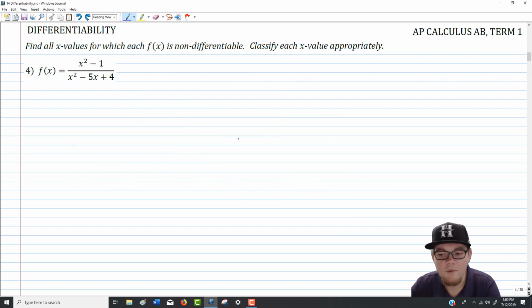Okay, the next function type that we're going to look at and analyze a little bit is what's represented in question number 4. This one is a pure rational function. We have f of x equals (x squared minus 1) over (x squared minus 5x plus 4). So the last thing that we have to look at here is the other way you could have a function be non-differentiable, which is at any discontinuity.